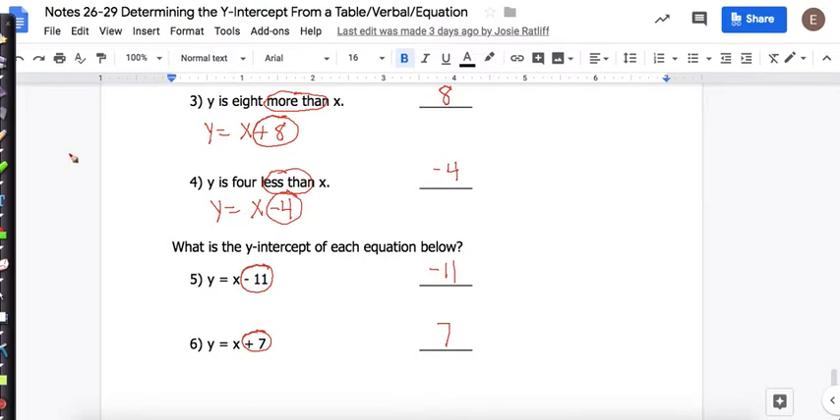So that concludes our notes on determining the y-intercept from a table, verbal description, and equation.